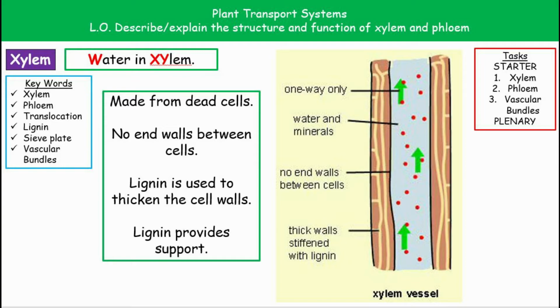So the lignin provides the support so that it doesn't then need those end walls between the cells. So where we would have had a whole load of, as we've seen them in diagrams, rectangles stacked up one on top of the other, those end walls have actually been removed and all we've got are the sides. And it's strong enough to hold upright without the actual end walls because of that lignin.